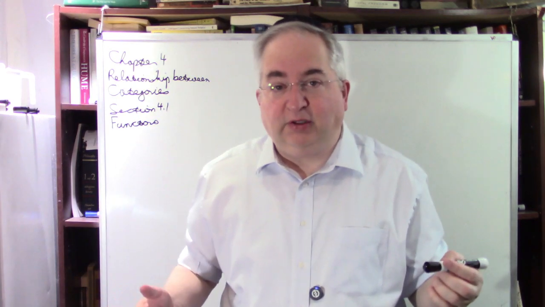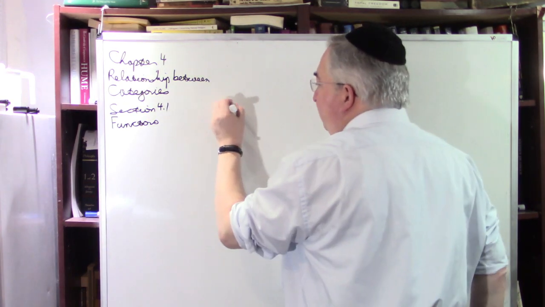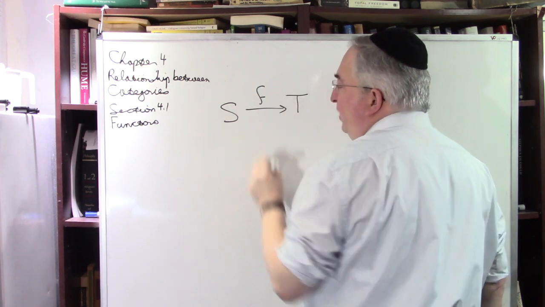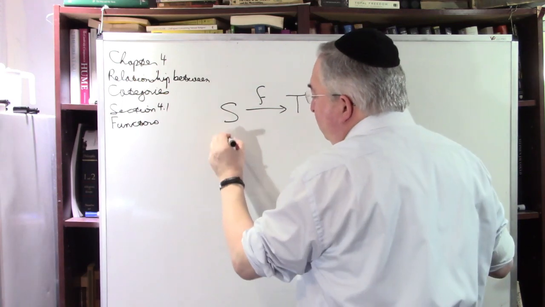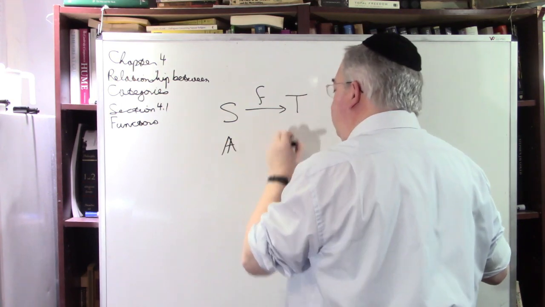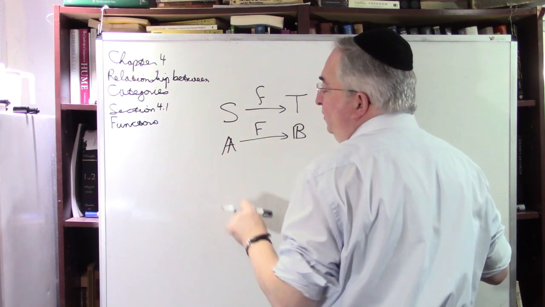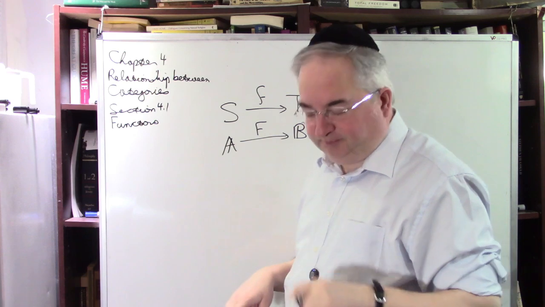So let me tell you what a functor is. In sets, when you have a set and you have another set, you can have functions between them. Similarly, within categories, you have a category and another category, and you have a functor in between them. Usually the functors are written in capital letters.